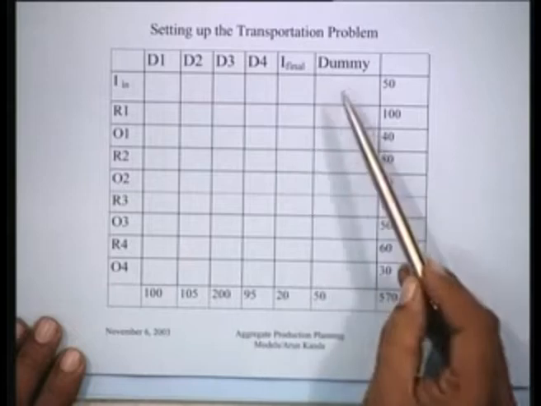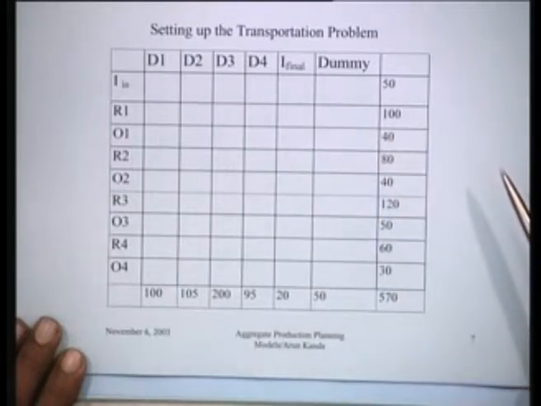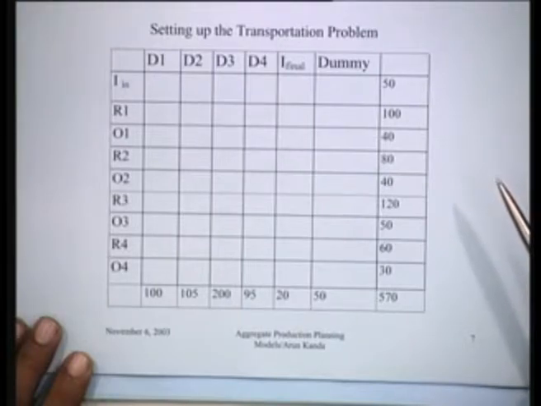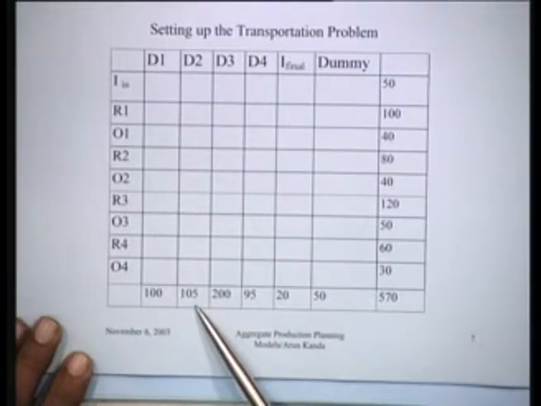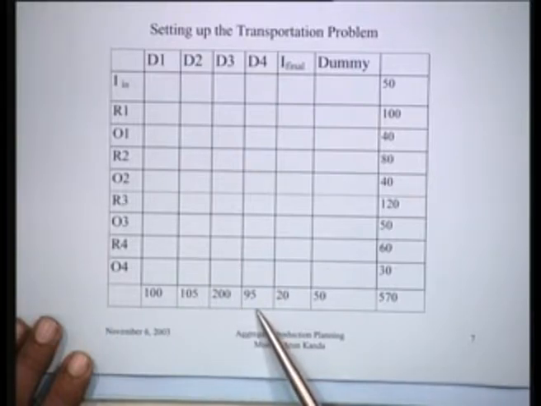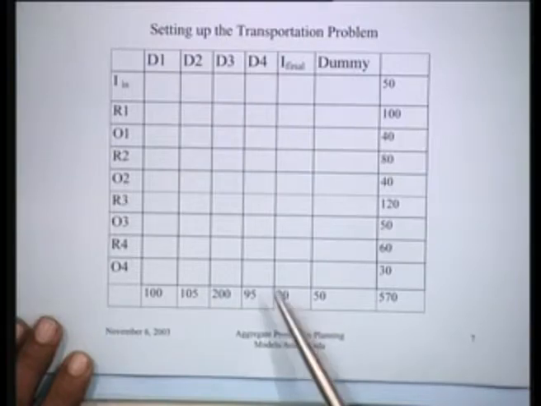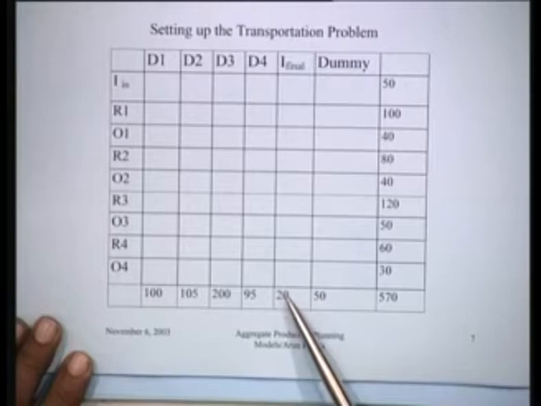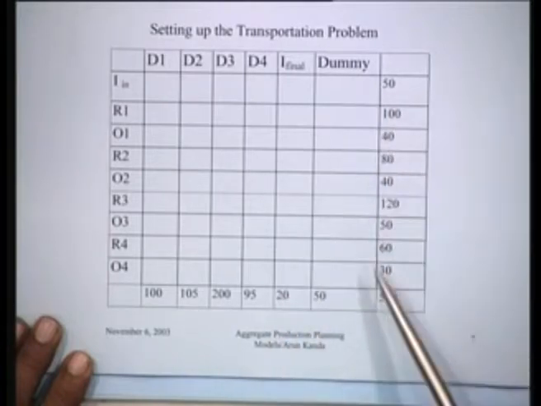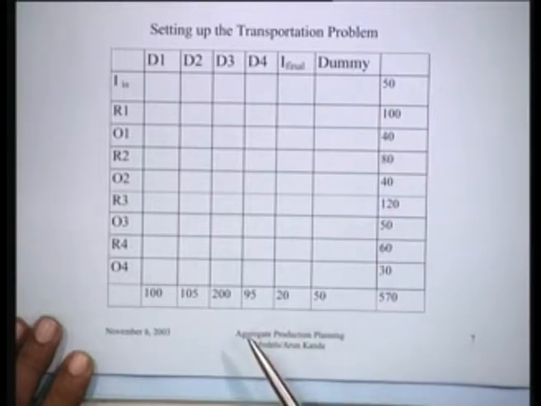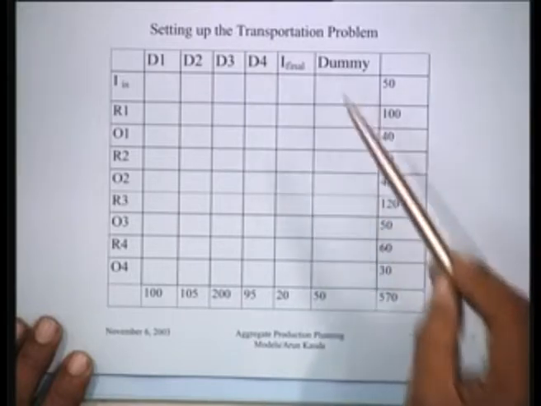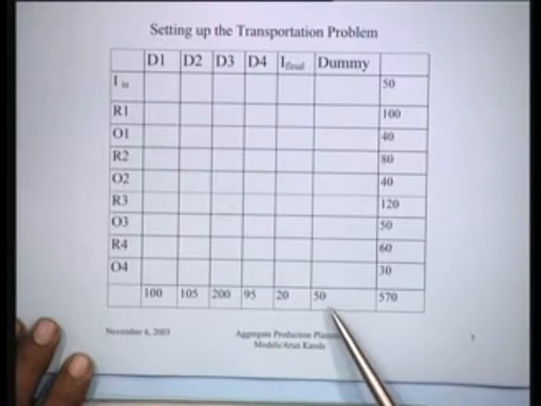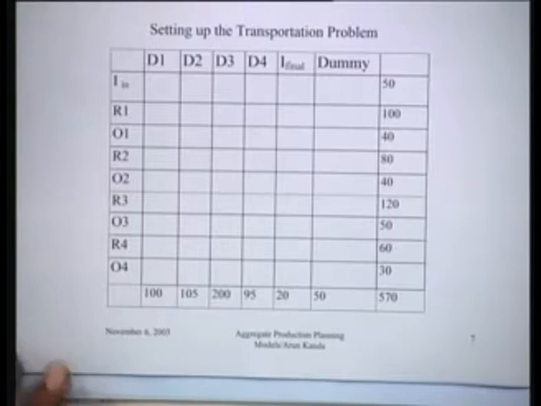Now as far as the demands are concerned, the demands are nothing but the forecasts of demand for the various periods, right? So when you look at the demand, in the first period it is 100, then it's 105, then it's 200, then it's 95, and you require that the final inventory should be 20. So this is also like a demand, right? At the end, 20. So if you now sum up the column, you find that the total is 570. Whereas if you sum up the row, you find that the total is actually 520. So you need a dummy column. So I add a dummy column here, and the capacity of this dummy column will be 50, so that now it becomes a balanced transportation problem.